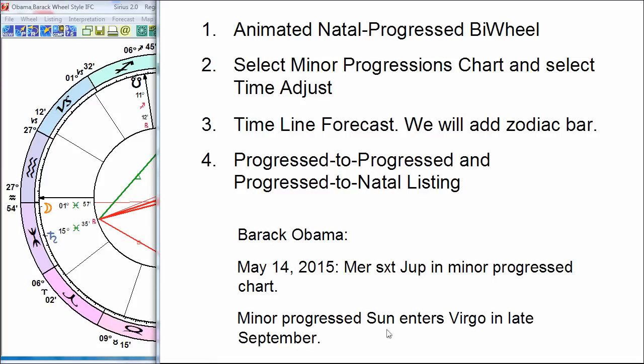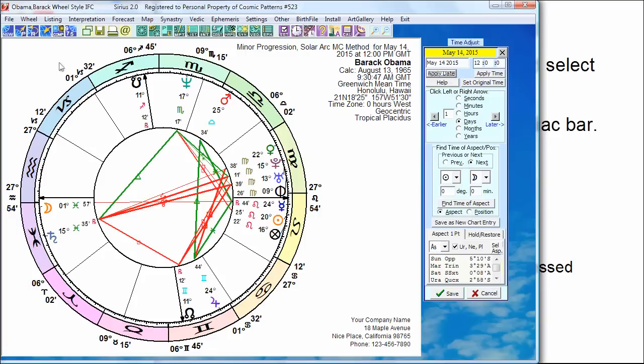I made a note here: we looked at his sun entering Virgo in late September. We saw that in the timeline, and then we saw it in the chart wheel using the time adjust. And there's that Mercury sextile Jupiter that we noticed in the listing, and we see it here in the minor progress chart. Okay, my friends, some of the different ways to explore what's in a progress chart.